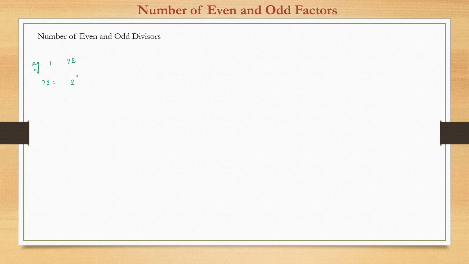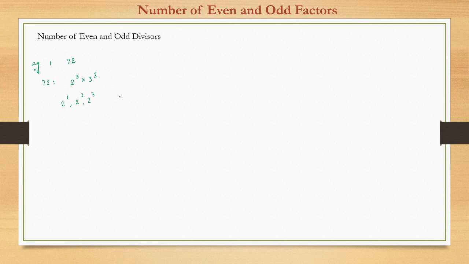72 we can write as 2 raised to power 3 into 3 raised to power 2. Now if we have to find the number of even factors, what does it mean? All those factors must be divisible by 2, meaning those factors must have at least one power of 2. So what can be the power of 2? It can be either 1, 2 or 3. So 2 can take 3 powers, 1, 2, 3. It cannot take power of 0. Otherwise 2 raised to power 0 is 1, and that number then may not be an even number. So power of 2 must be greater than or equal to 1.